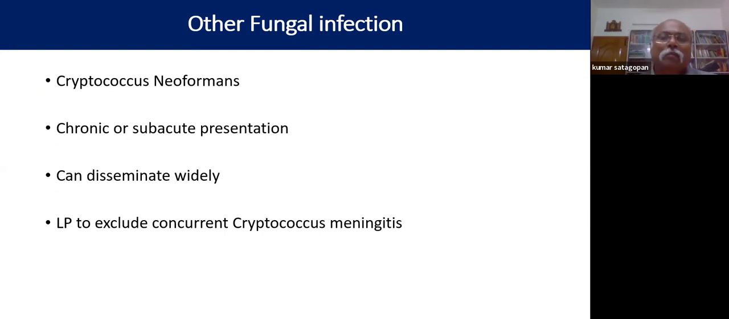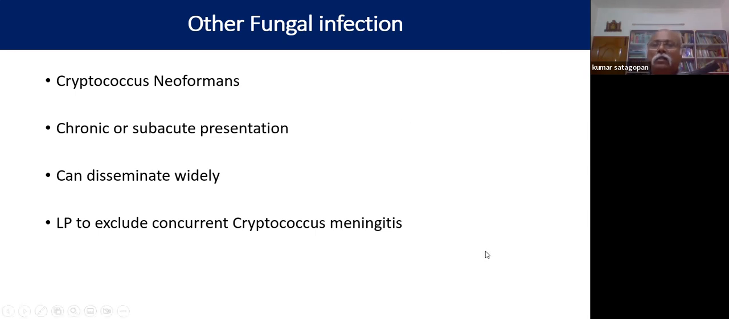Nowadays, it is present in the soil and it usually affects people with HIV. Rarely it can affect farmers, very rarely. So chronic or subacute disease can disseminate widely, and we can do an LP, even though pneumonia is there, to exclude concurrent cryptococcal meningitis. The famous India ink preparation was used in a resource-limited setting to find cryptococcal meningitis.